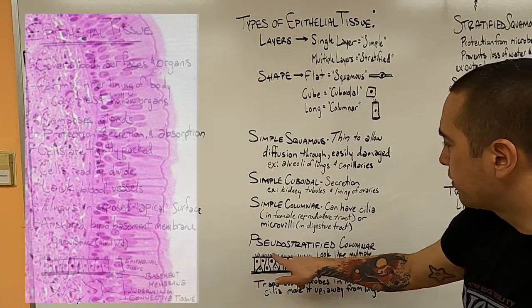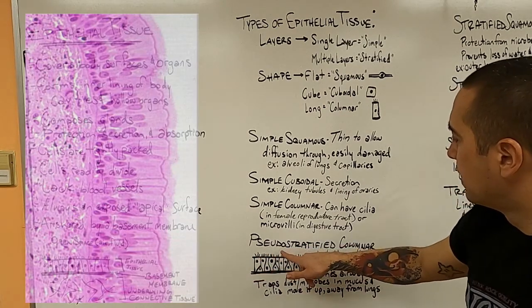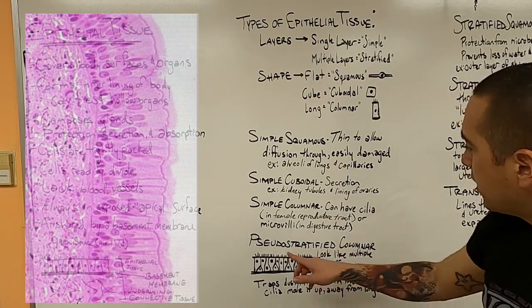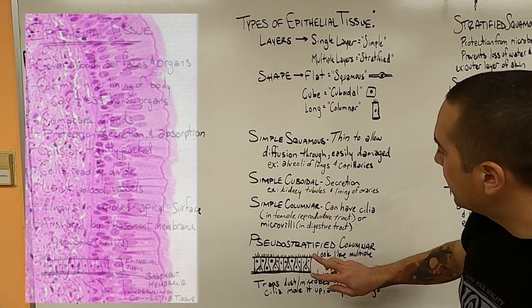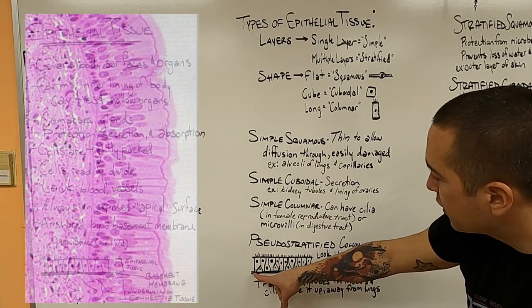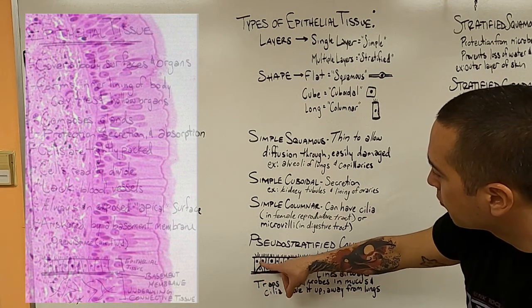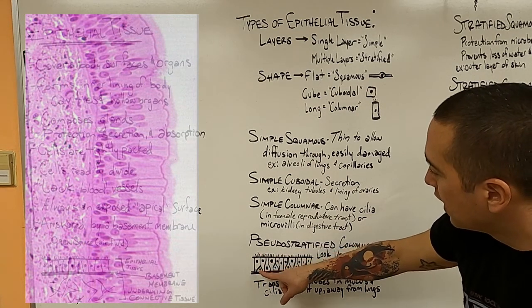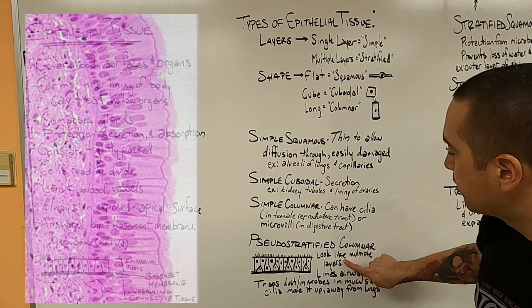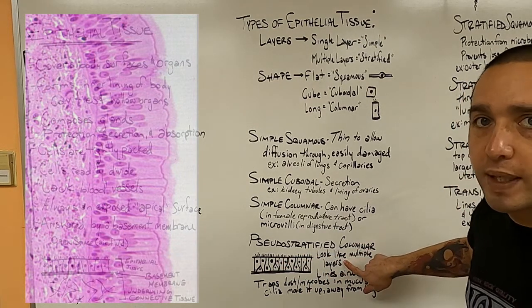Then there's pseudostratified. Pseudo means fake. So this is a fake stratified columnar. They look like it might be multiple layers, but actually each of these cells does reach the basement membrane. Some of them don't reach the apical surface, but the nuclei, because they're at different levels, make it look like it's multiple layers when it's really just one.